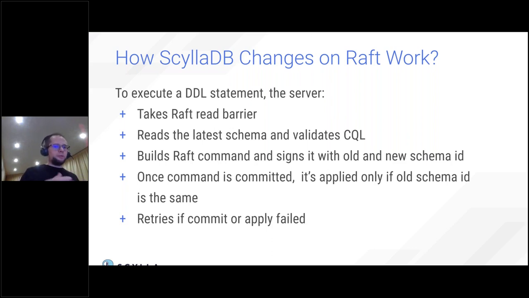Let me explain how we do it. We sign every schema change in the entire cluster with a unique timestamp, a unique time UUID. And to apply a schema change, we require that the previous time UUID matches our records that we created when building this mutation for a schema change. So if there is a mismatch, we skip applying, and we retry applying.